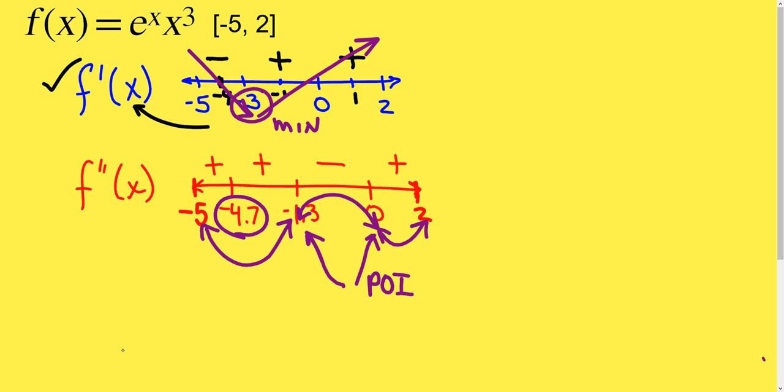But look at this, -4.7, it's concave up all the way through. There's actually nothing special about -4.7. It is not a point of inflection. Again, it was on that list, but not guaranteed to be a point of inflection. All right, so let's gather our thoughts.